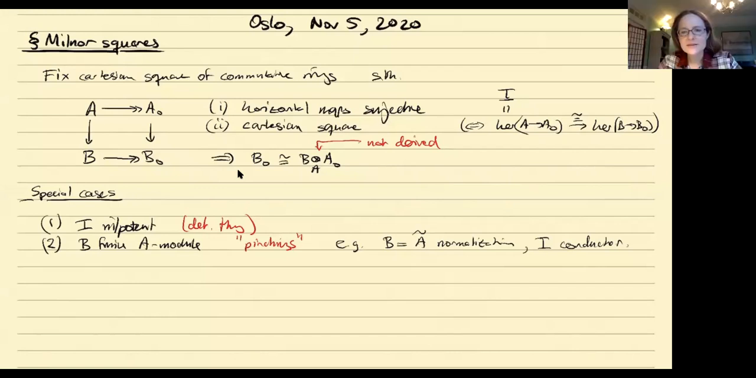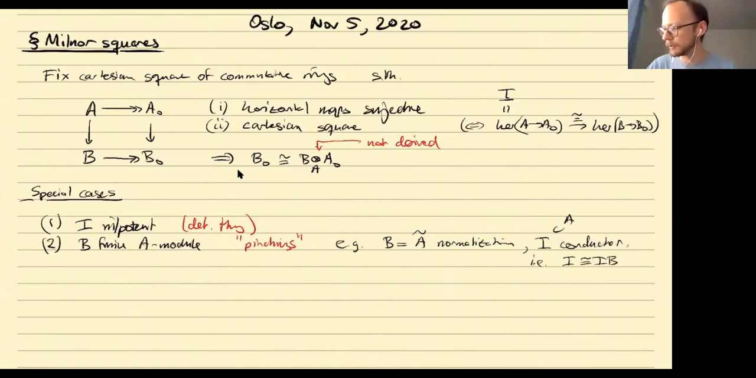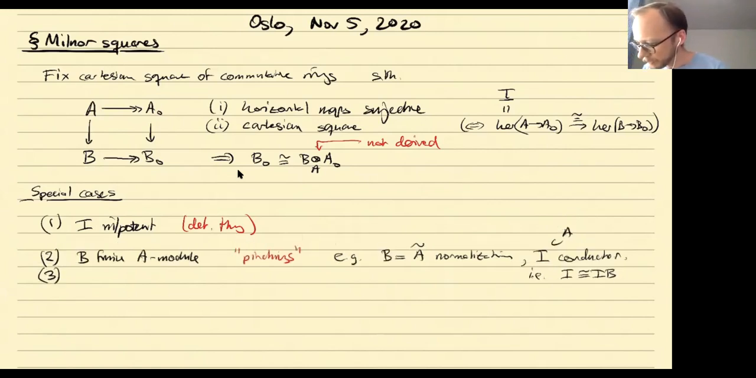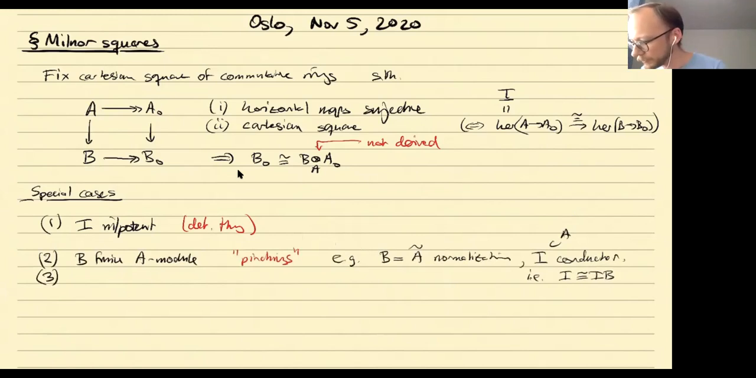The conductor, does that mean the discriminant? So the conductor here is the largest ideal inside A that remains an ideal inside B. So that I is isomorphic to IB. That's the classical notion. That's exactly what's necessary to make it a Cartesian square. And then there's an even, well, perhaps that should have been in between here. Let me switch the order of these two. Anyway, I think this makes more sense.